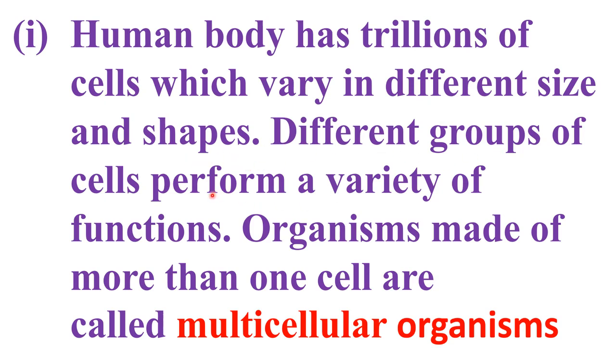Different groups of cells perform a variety of functions. Organisms made of more than one cell are called multicellular organisms. So those organisms which have more than one cell in their body are known as multicellular organisms. For example, humans. Humans have so many organs in the body, and for every organ there are different cells.